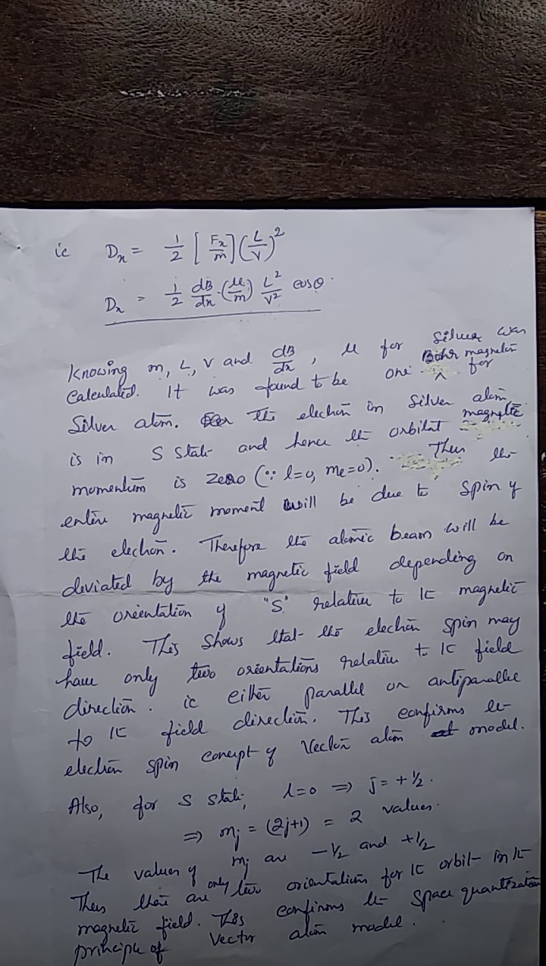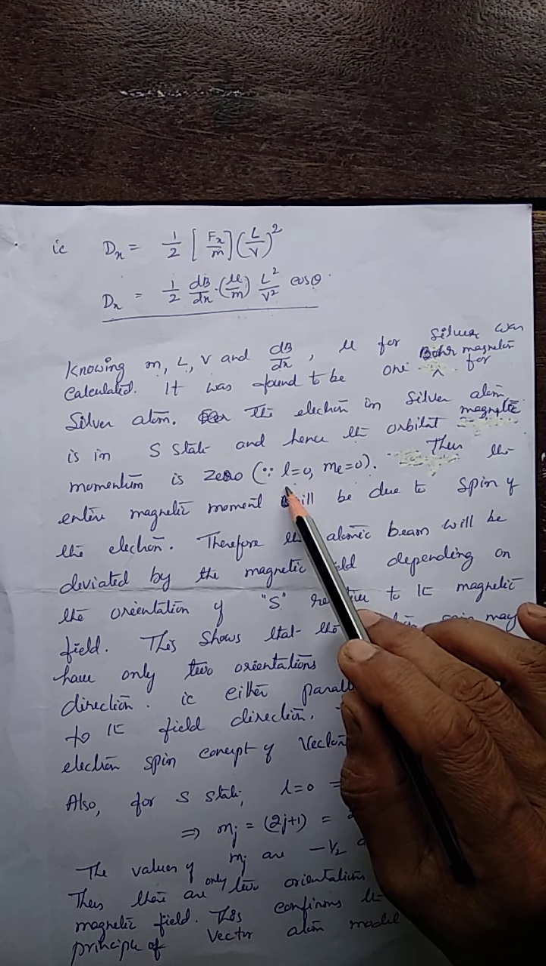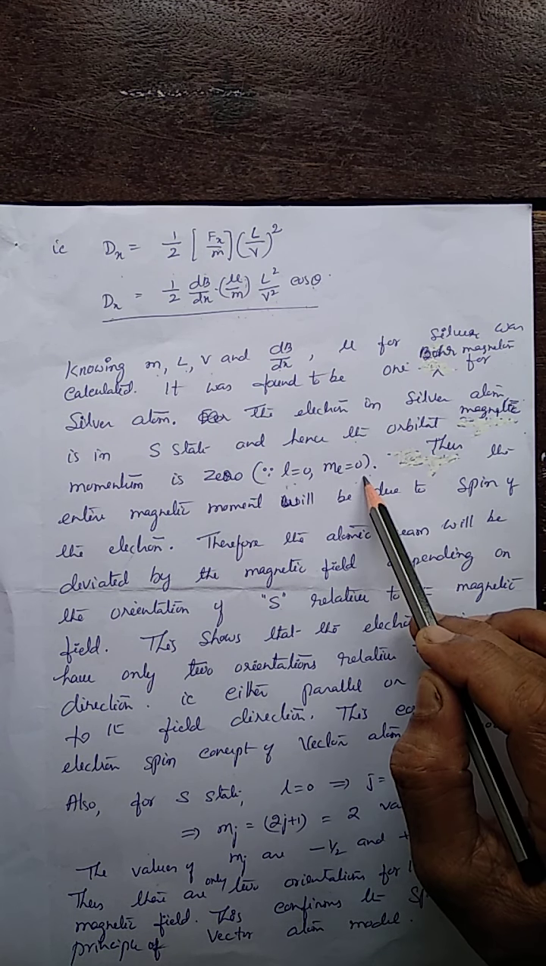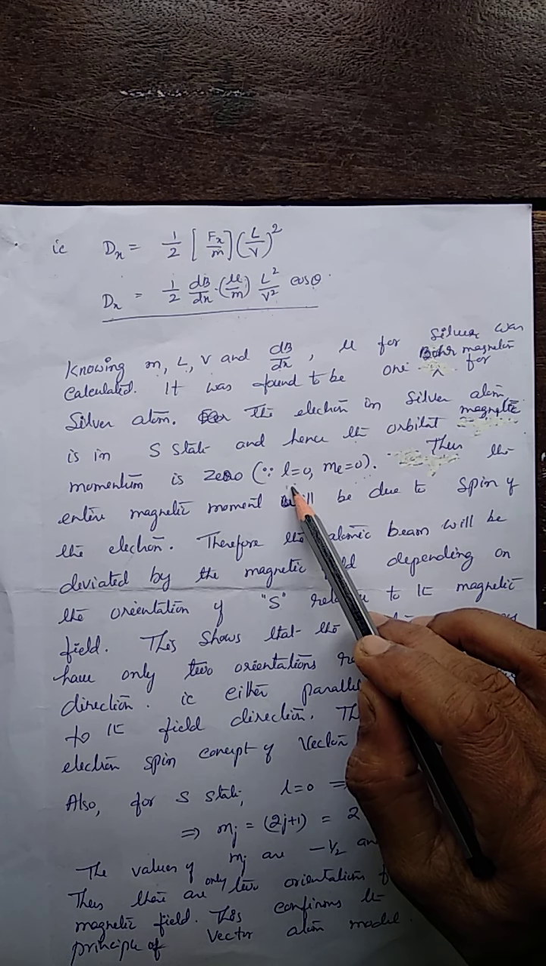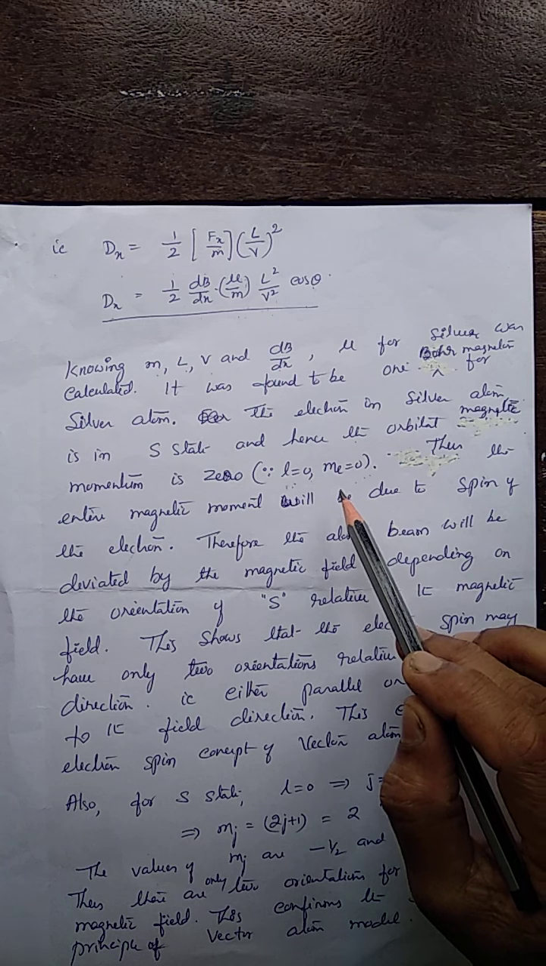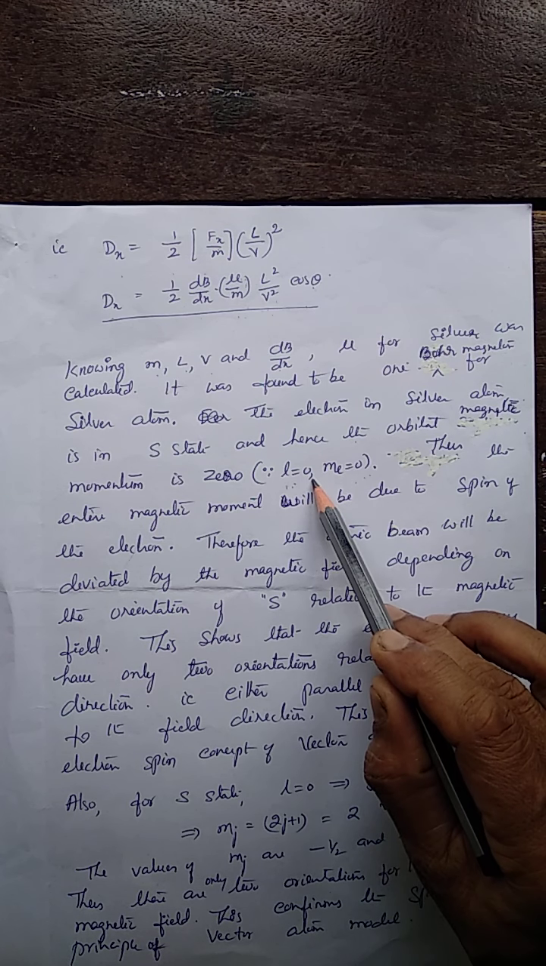Then, the silver atom contains only one valence electron, that is in the s state. For s state, L is 0. When L is 0, in the presence of the magnetic field, ML is 0. L is 0 means what? The orbital angular momentum of the electron is 0.